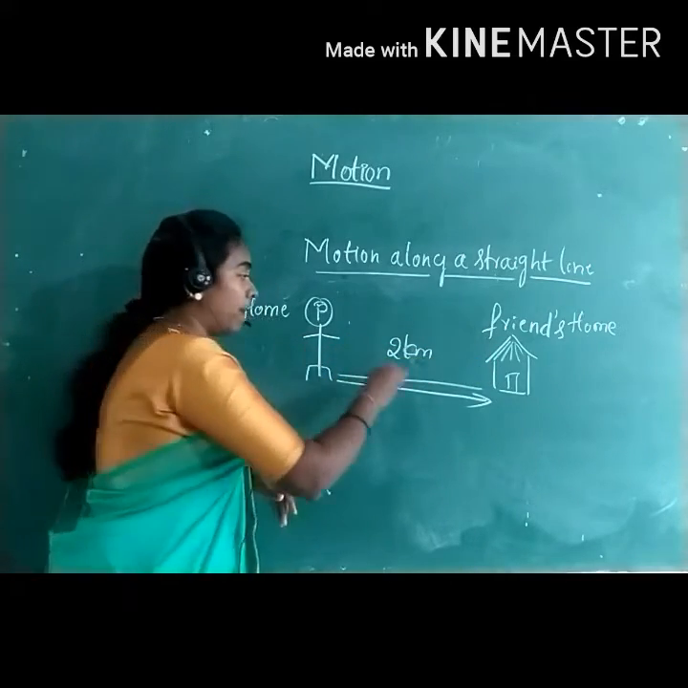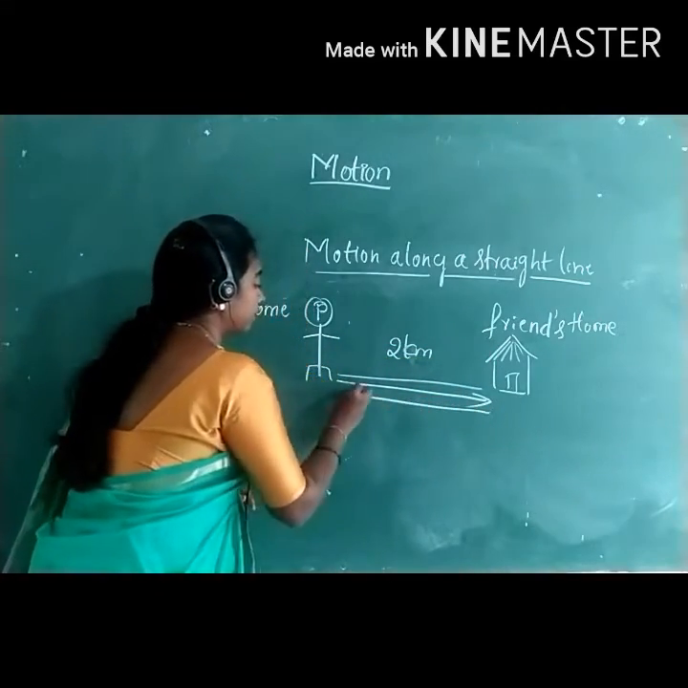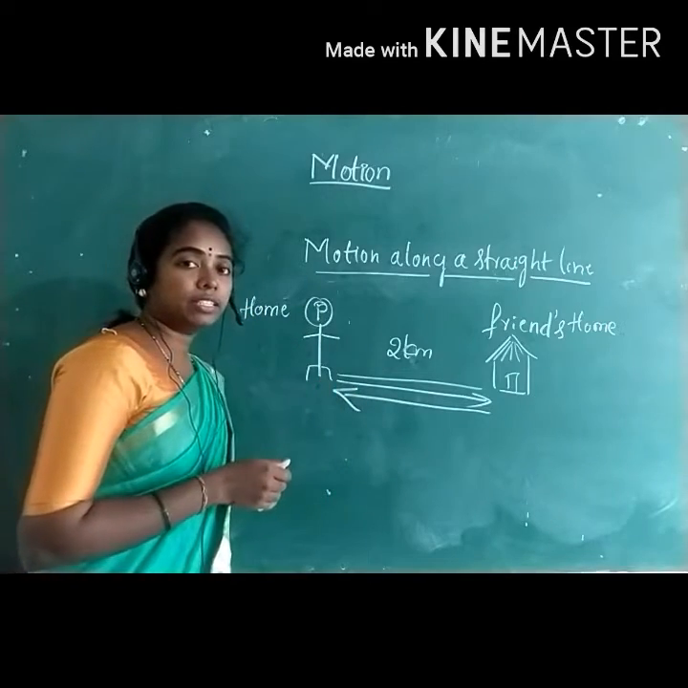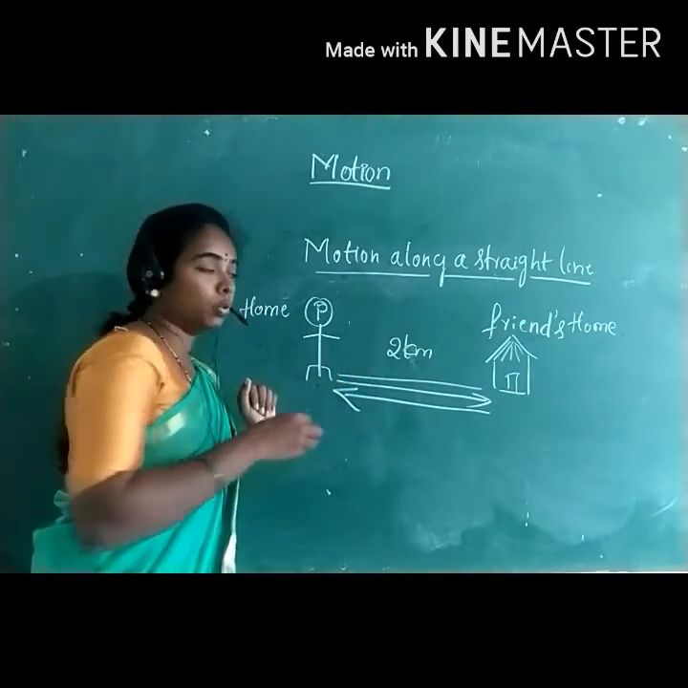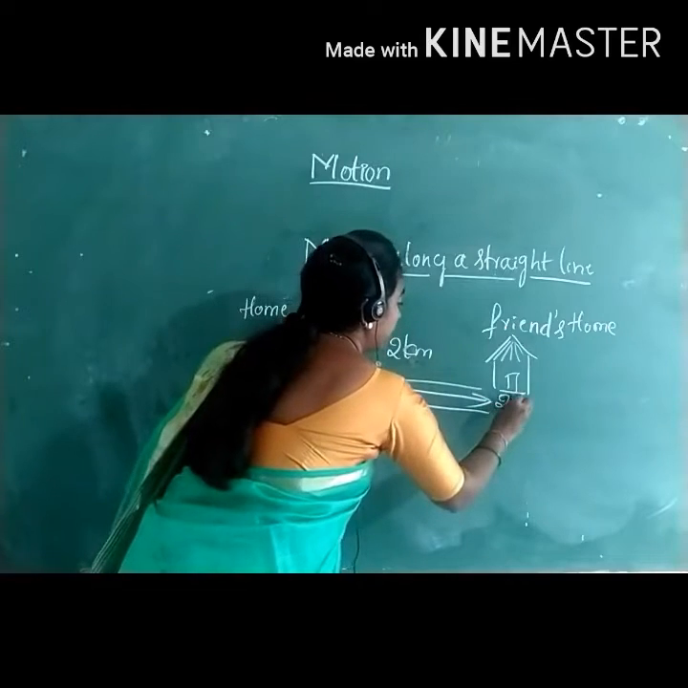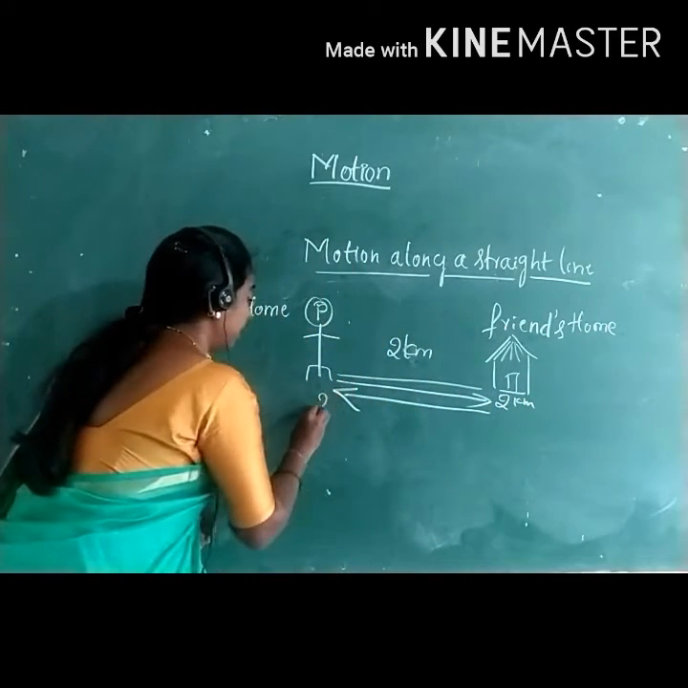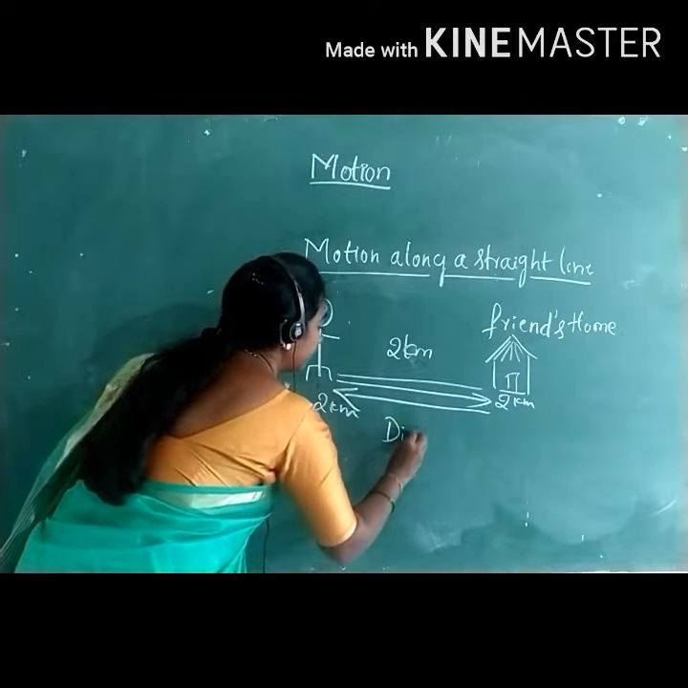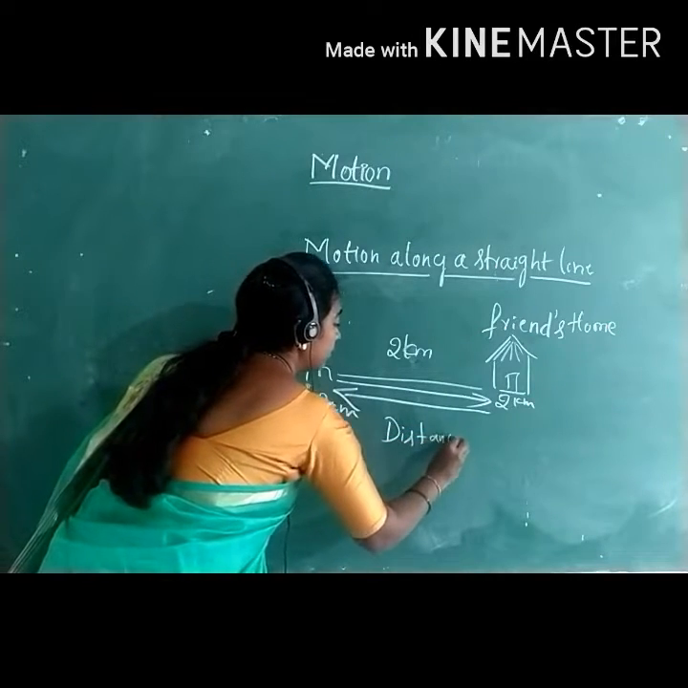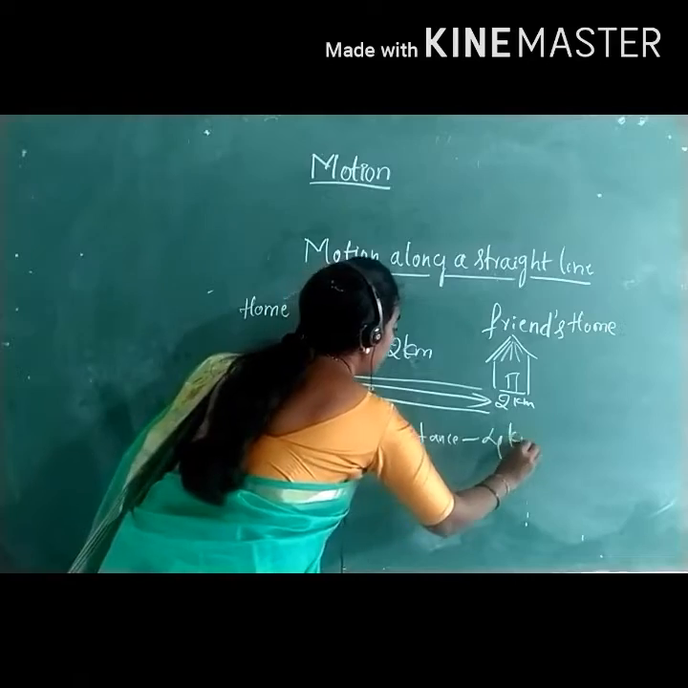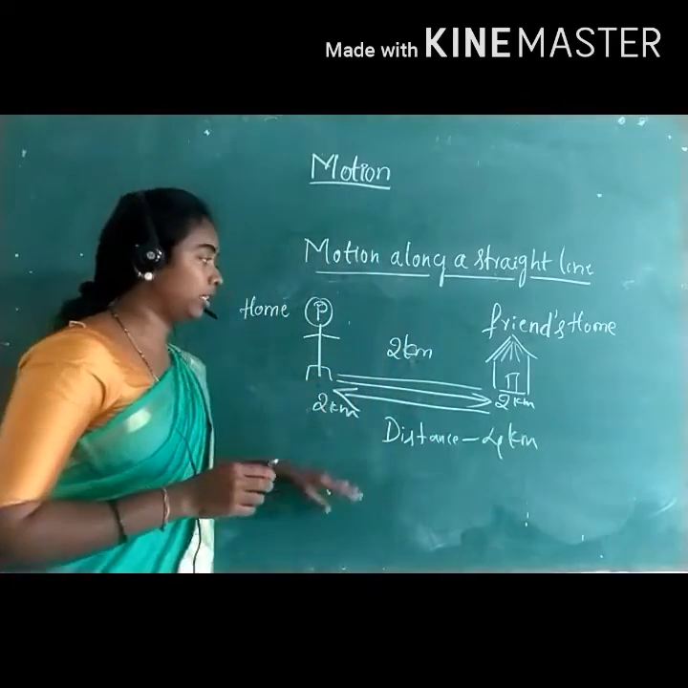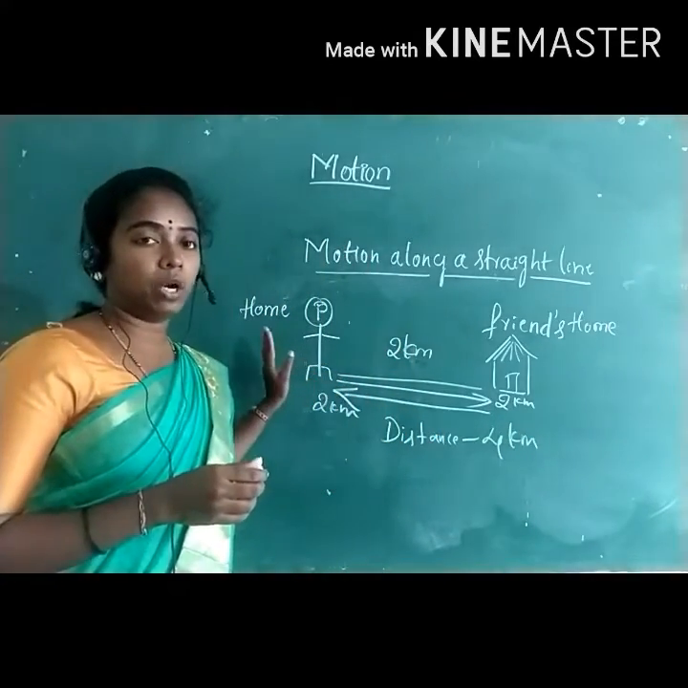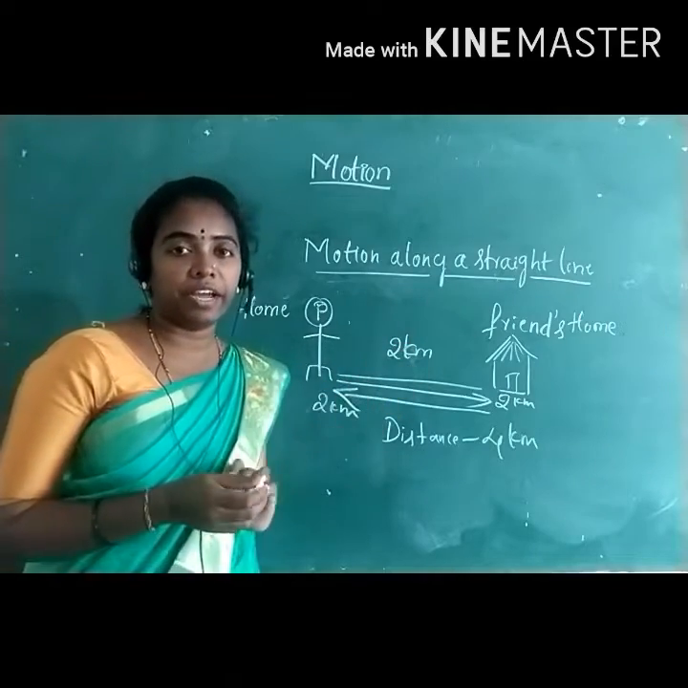If he travels back to his home, then what is the distance? 2 plus 2. Why? In this direction 2 kilometers, in this direction 2 kilometers. So the distance is given by 4 kilometers. It is the total path traveled by the object in any direction.